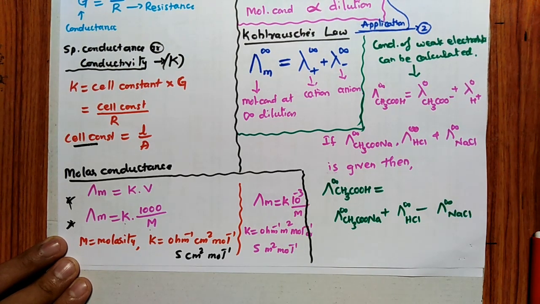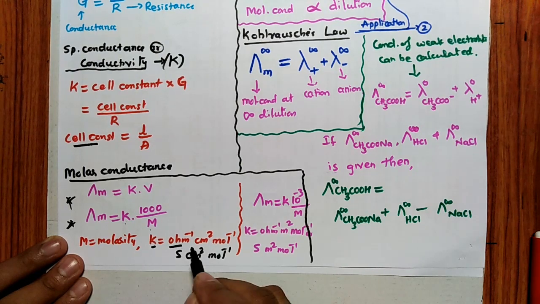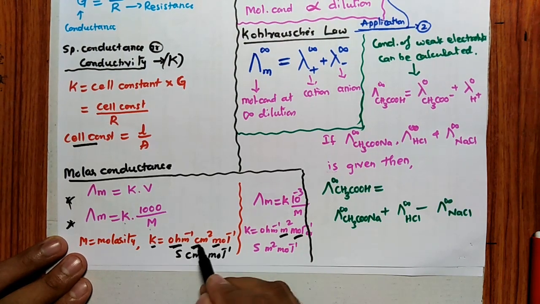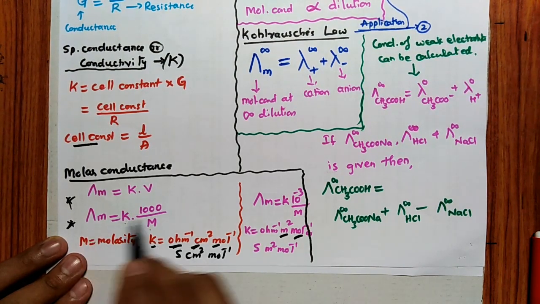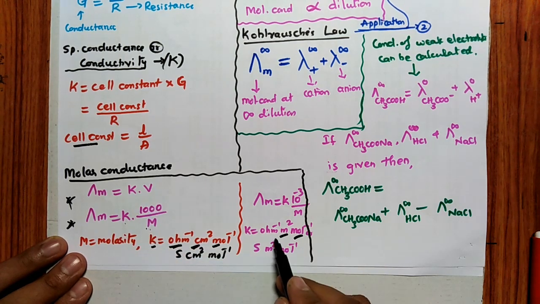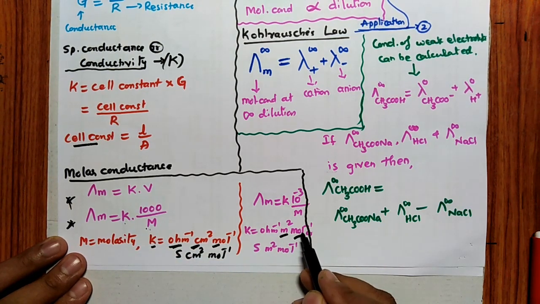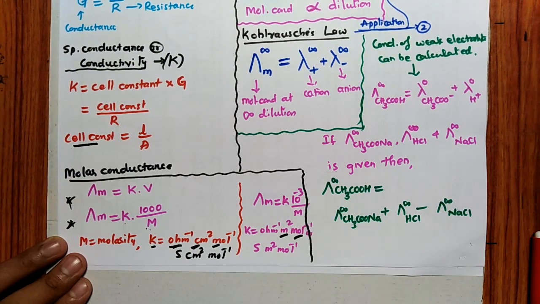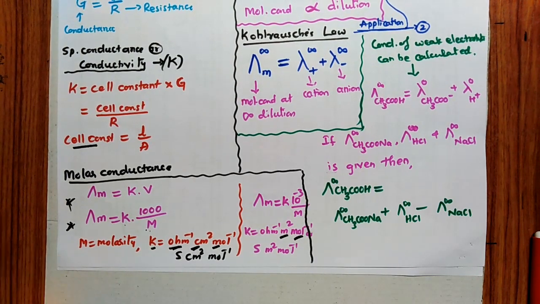Remember, if the unit of K is per ohm centimeter square per mole, then it is K into 1000 divided by M. If the unit is meter square per mole, then it is K into 10 to the power minus 3 divided by M. Very important, remember that.